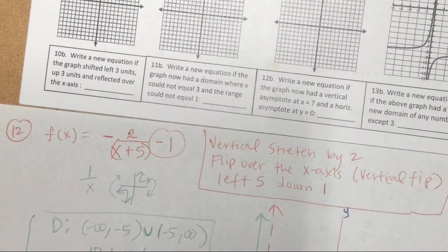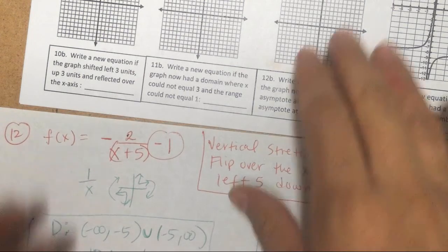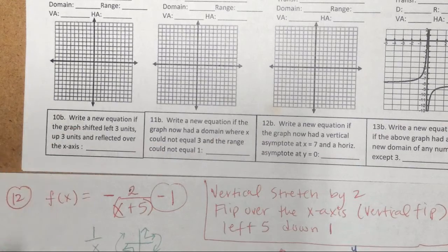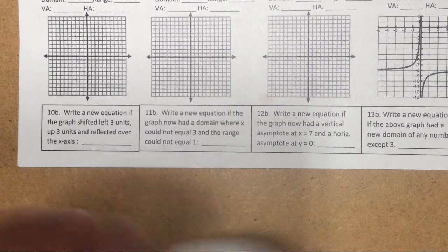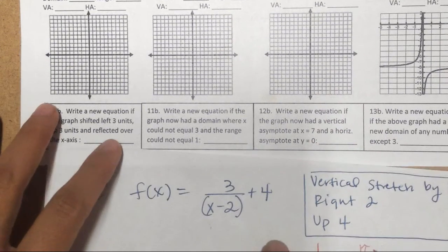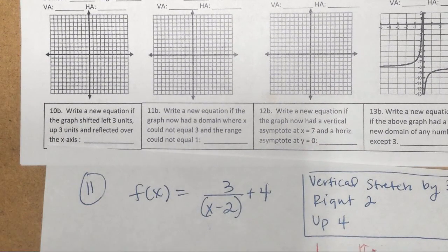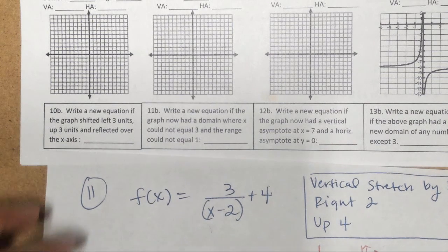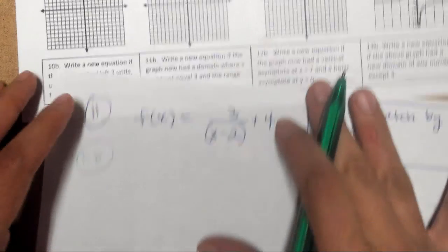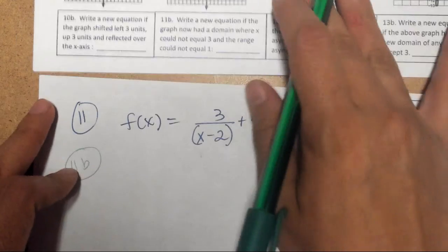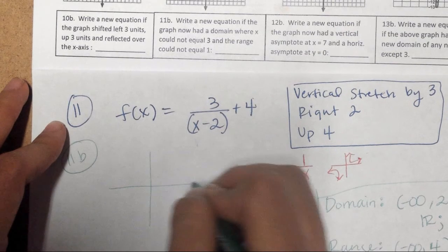Alright, so this is what I have for rational graphing. If you guys look at 11b and 12b, this is kind of cool. Going back to 11, this is my equation, b. It says write a new equation if the graph now had a domain where x could not equal 3 and the range could not equal 1. So let me draw a little sketch for that. This is 11b. It says x cannot equal 3. So this is your xy.